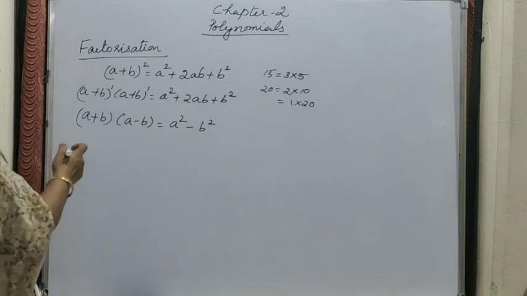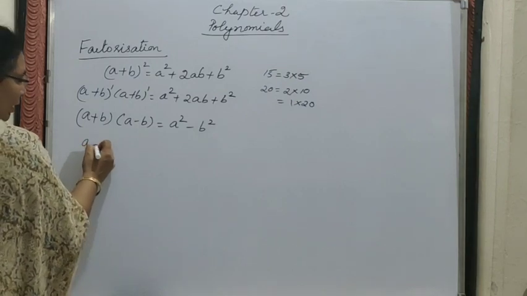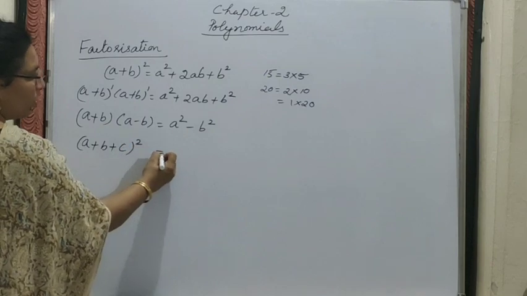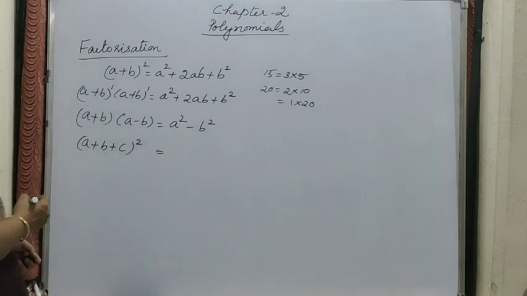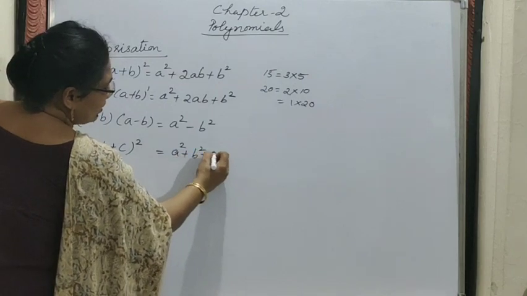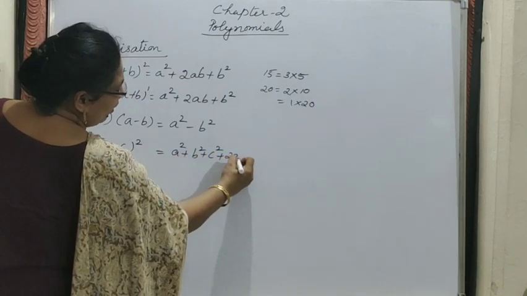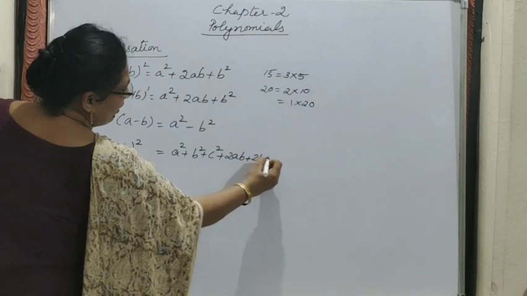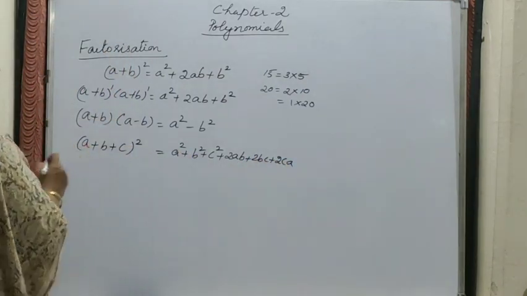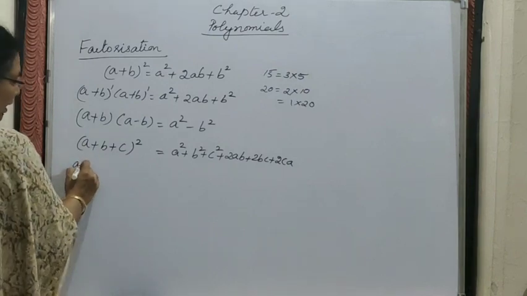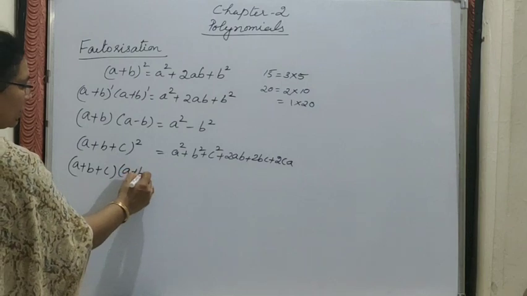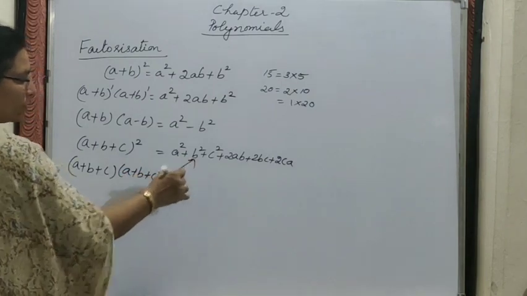Now one more identity you have studied. Many identities you have studied, but still I am explaining one more identity: (a + b + c) whole square. What is the expansion? a square plus b square plus c square plus 2ab plus 2bc plus 2ca. So what are the factors for this one? (a + b + c) whole square, but we should express it as (a + b + c) into (a + b + c) as the factors, right?